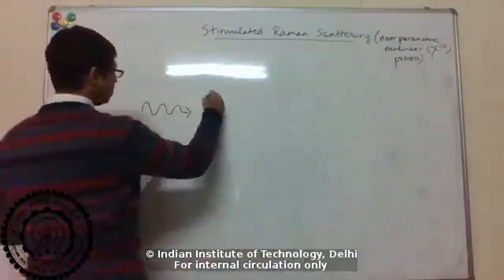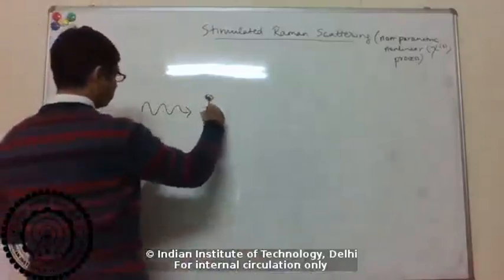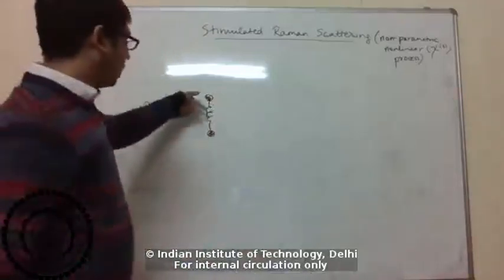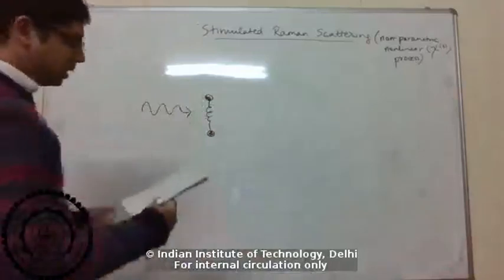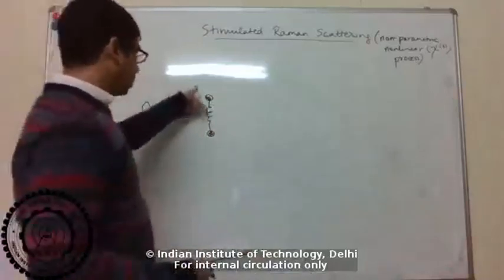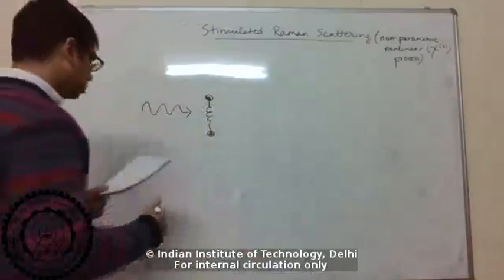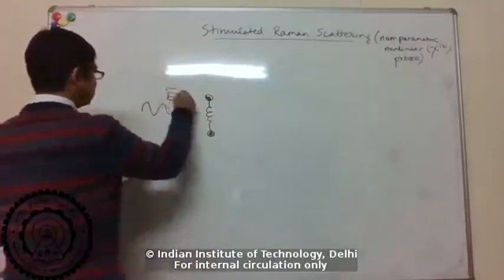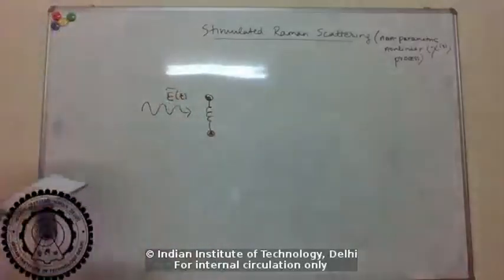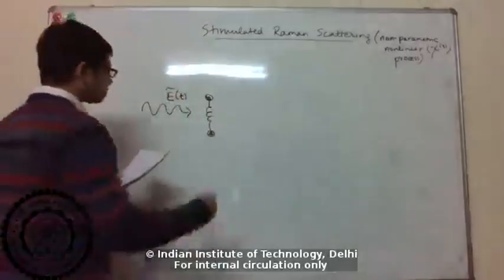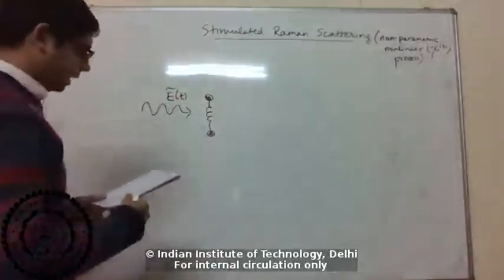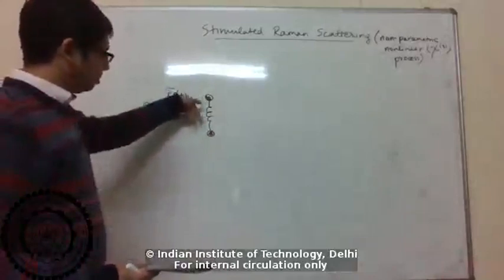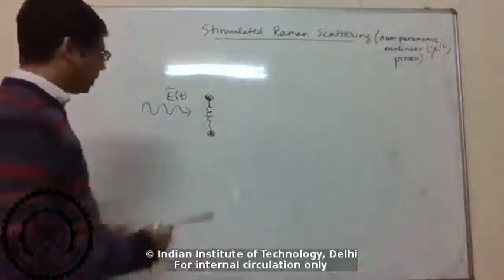So let's say you have some molecule or an atom with some bond, which again we can model classically like a ball-spring model. And then we have some incident electromagnetic wave, and we want to see the interaction of this electromagnetic wave with the vibrations of this atomic or molecular system.